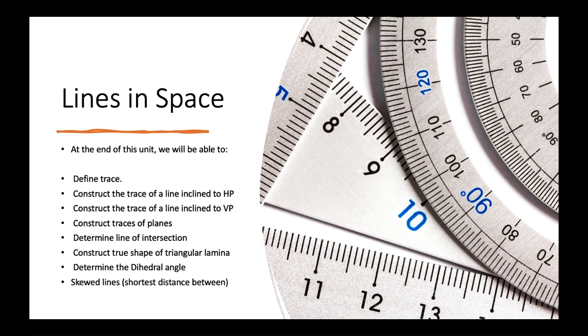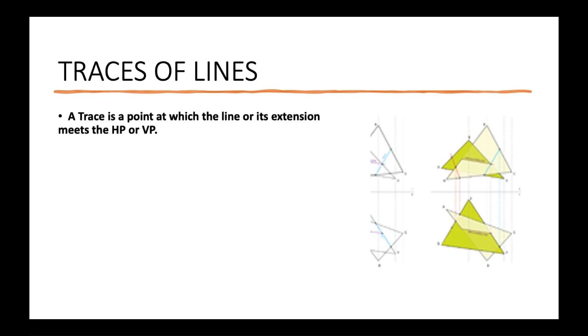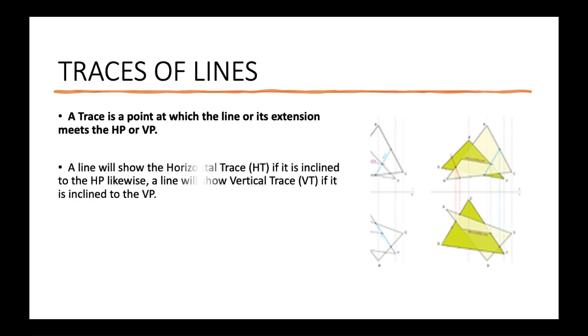All right, so we're going to start off with defining the trace. Traces of lines. A trace is a point at which the line or its extension meets the horizontal plane or the vertical plane. A line will show the horizontal trace if it is inclined to the HP. Likewise, a line will show the vertical trace if it is inclined to the VP. We're going to further demonstrate this.